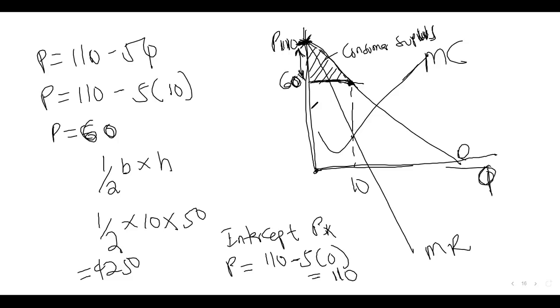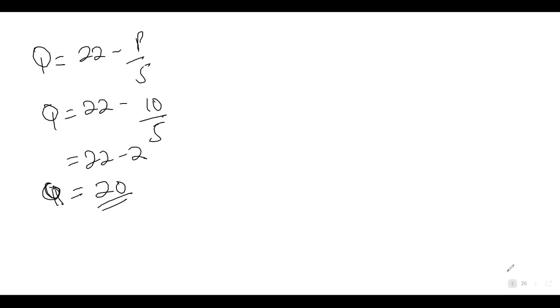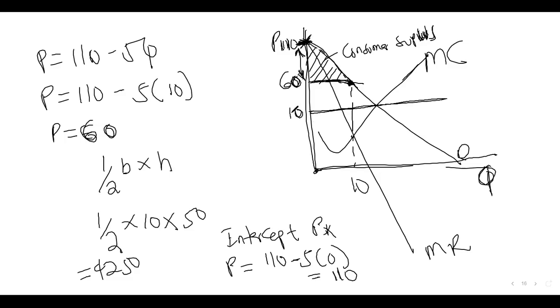For a perfect competitive firm, at equilibrium, the price is equal to the marginal cost. All right, so it will be here, and it's equal to demand and supply. So the price, as you can remember, is 10, the quantity is 20.